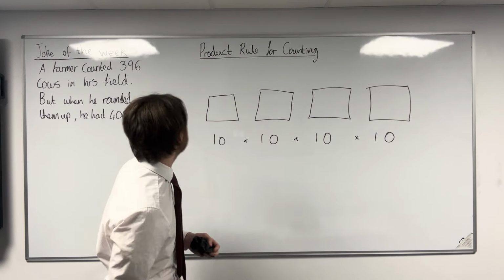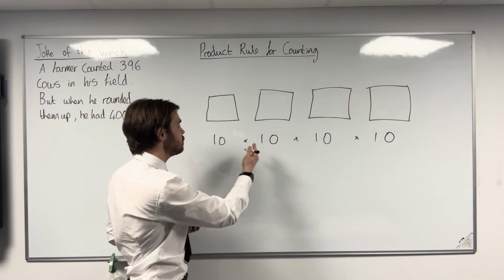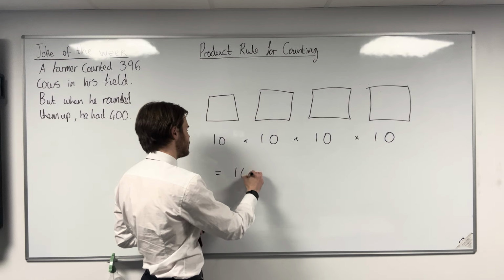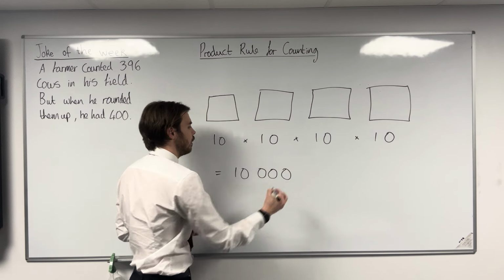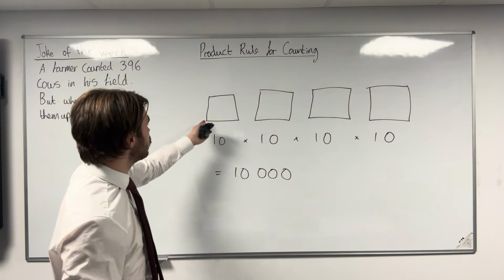So overall, for a 4-digit code, there would be 10 times 10 times 10 times 10. So we would have, what's that going to be? 10,000, okay, as our answer. There are 10,000 combinations in a 4-digit code.